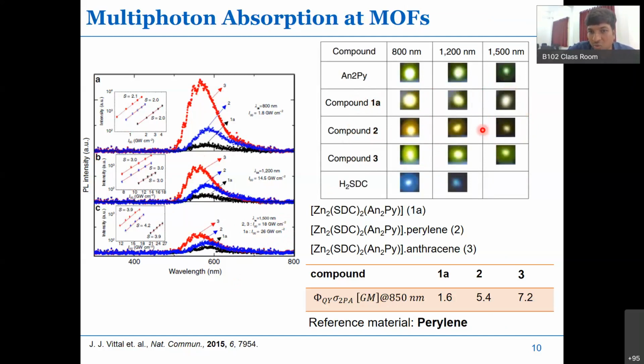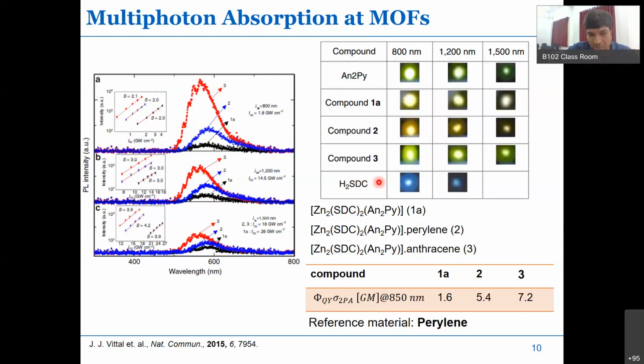Even at 1200 and 1500, fluorescence can be decently observed. But as you see here, from 800 to 1200 the fluorescence intensity is reduced, and from 1200 to 1500 the fluorescence intensity is reduced, because in case of 800, only 2 photons at a time need to be absorbed, in case of 1200, 3 photons need to be absorbed at a time, and at 1500, 4 photons have to be absorbed. And this is not very straightforward. It's very difficult to observe.